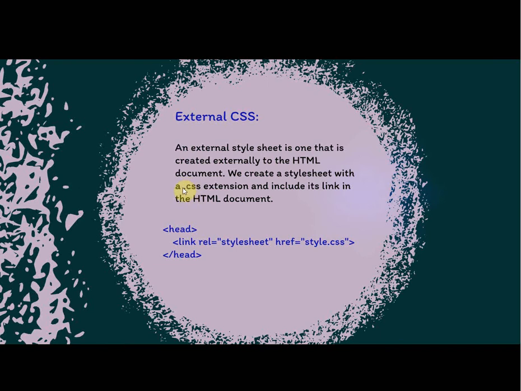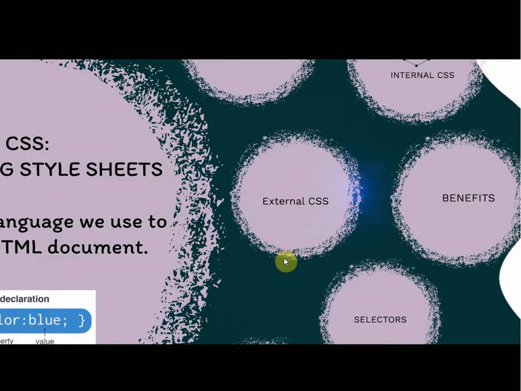What we do is create a style sheet with a .css extension. Yes, the .css extension is important when you want to specify a style sheet. When you are using an HTML document, you use the .html extension, and you include its link in the HTML document. So how do you include that link? In the head section, you write link, rel as stylesheet, and href pointing to the style.css file. So this is how you use external CSS.